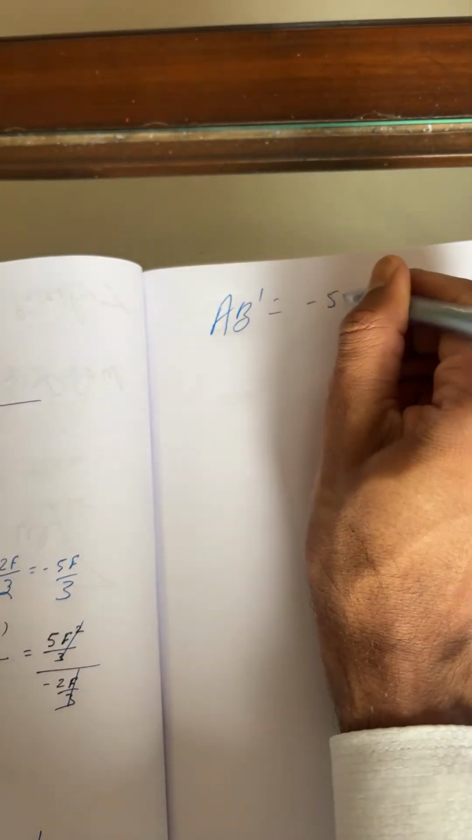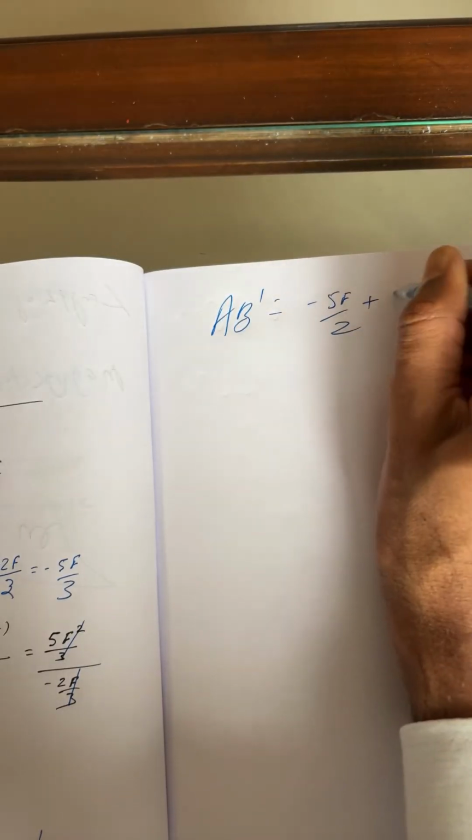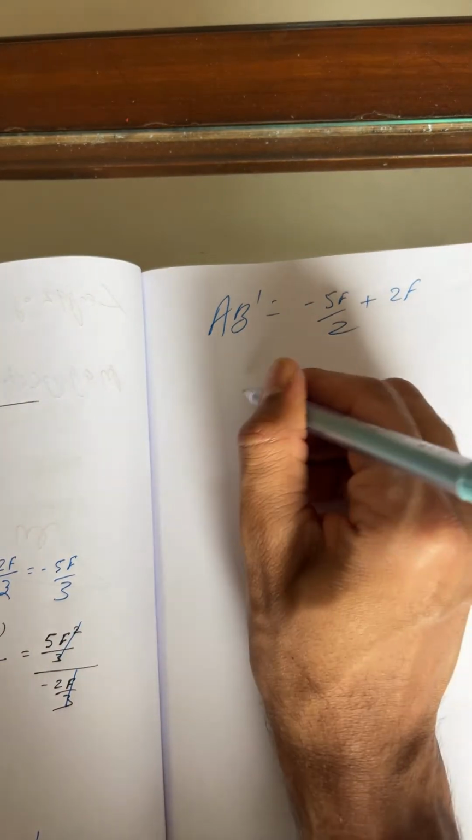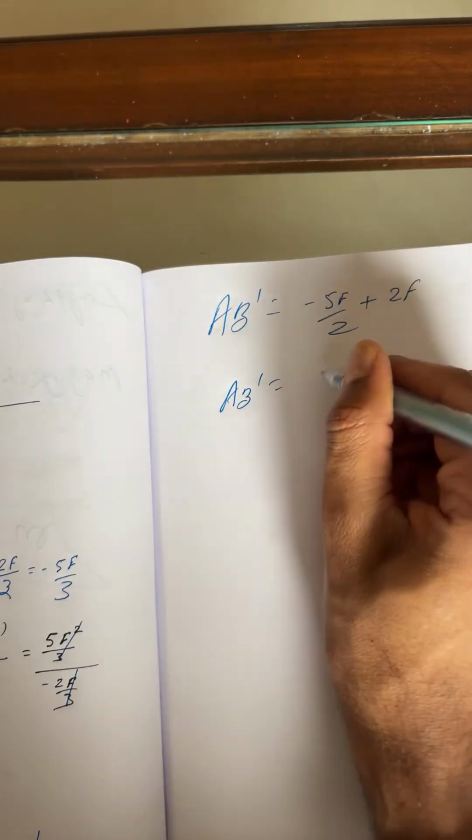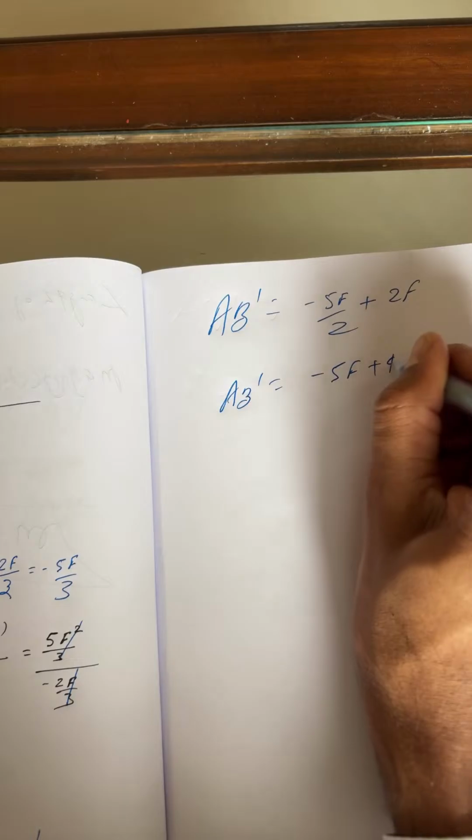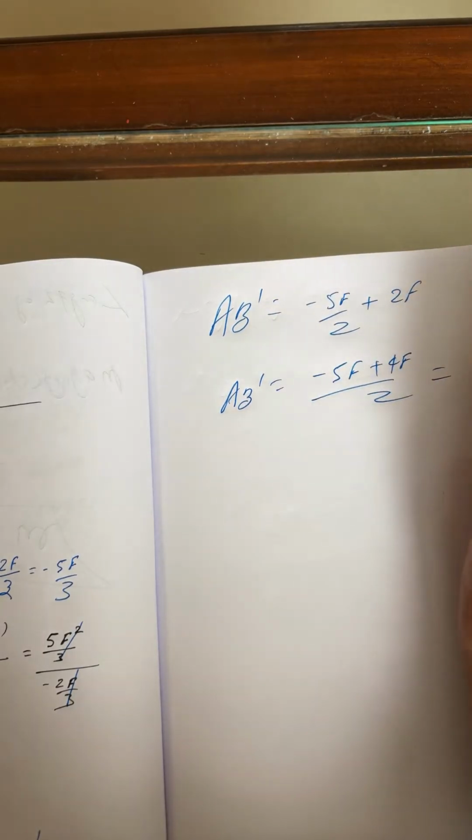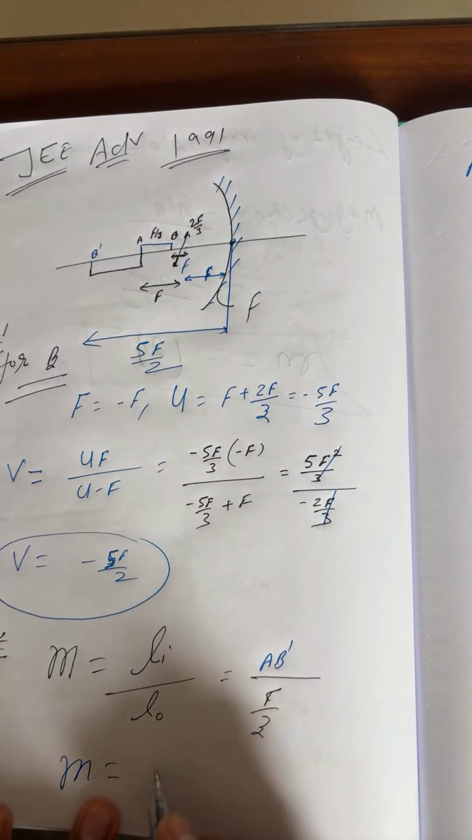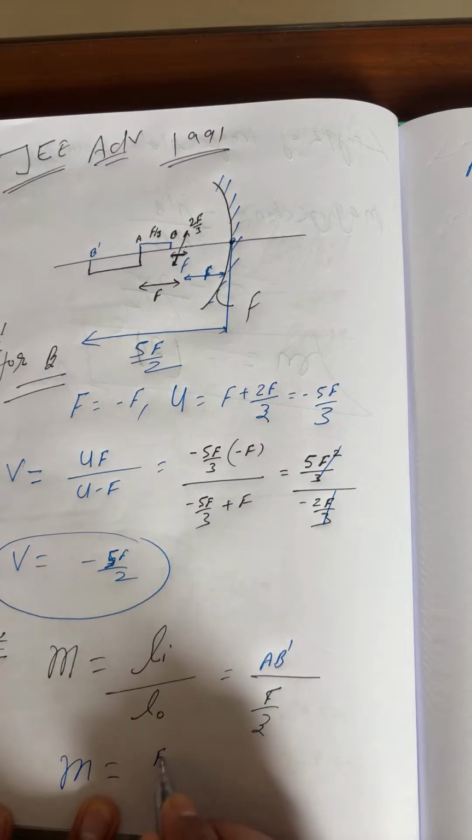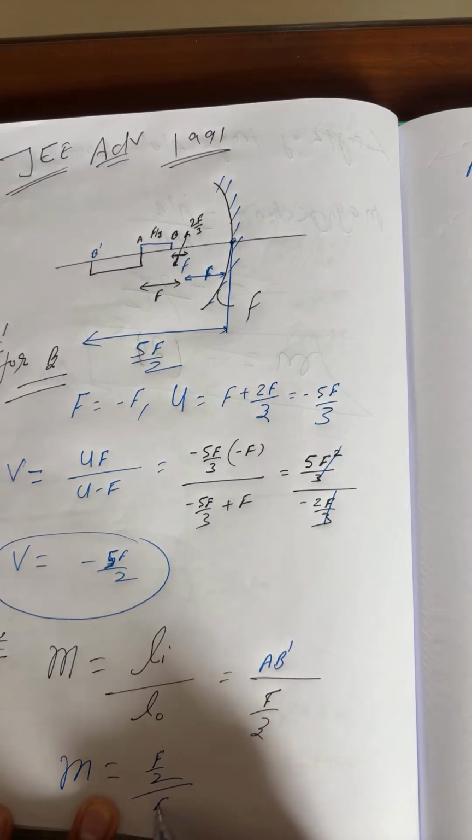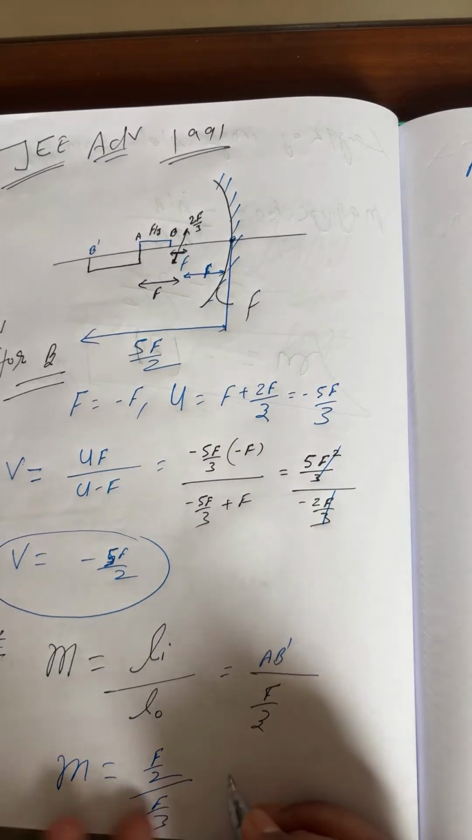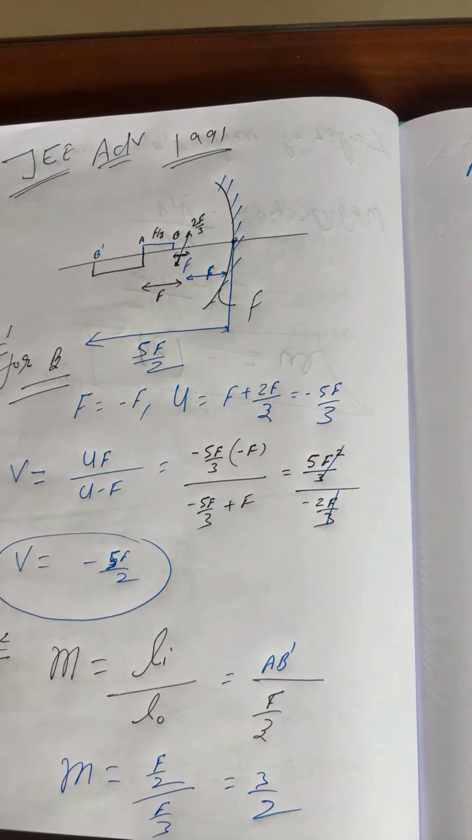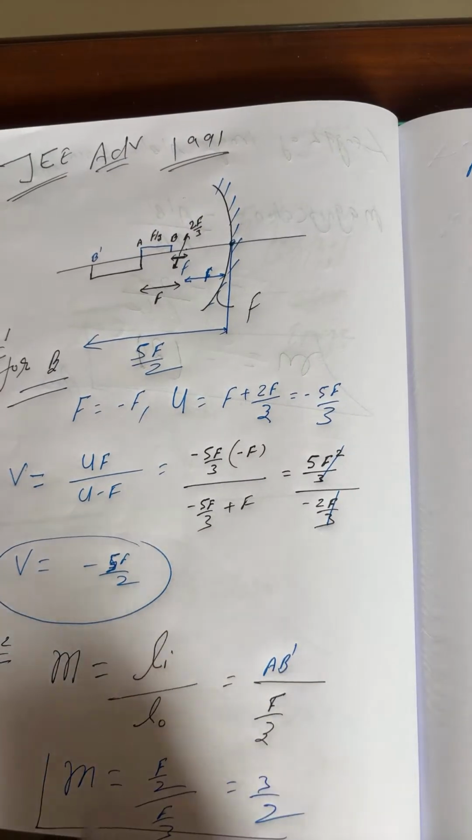AB dash I can write as minus 5f by 2 plus 2f here. So AB dash can be written as minus 5f plus 4f by 2. So this is minus f by 2. Minus f by 2. The minus sign you can ignore, since it is for magnification. So finally, this is f by 2 upon f by 3. F cancels, so the magnification as a result is 3 by 2.